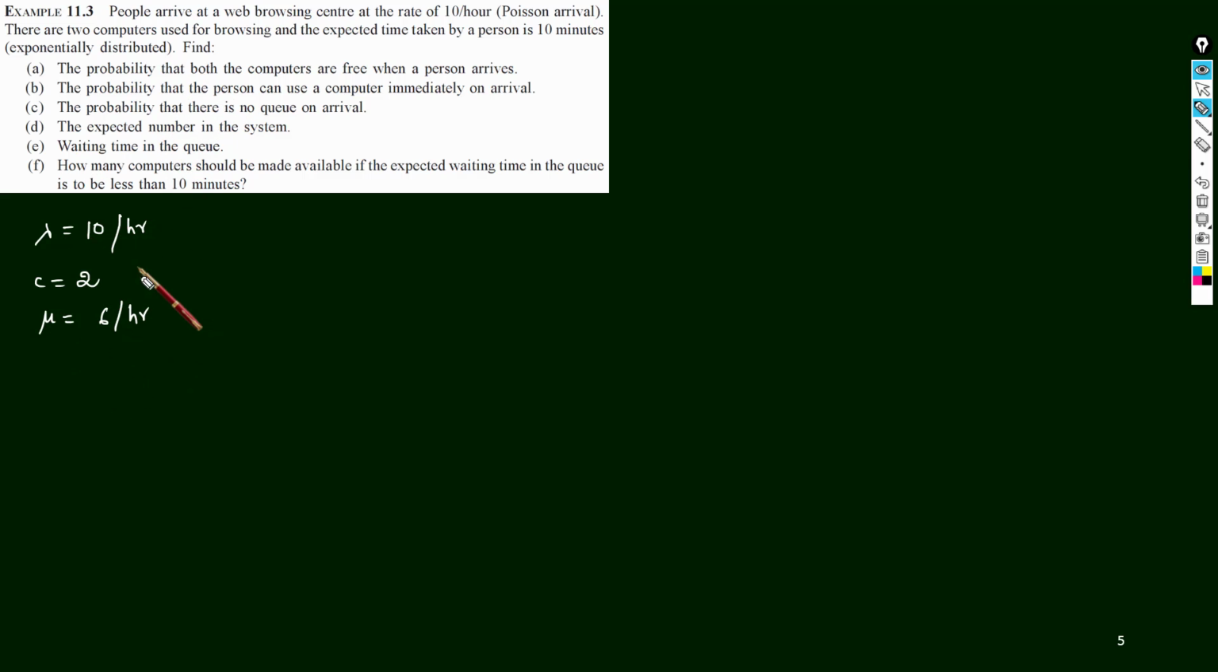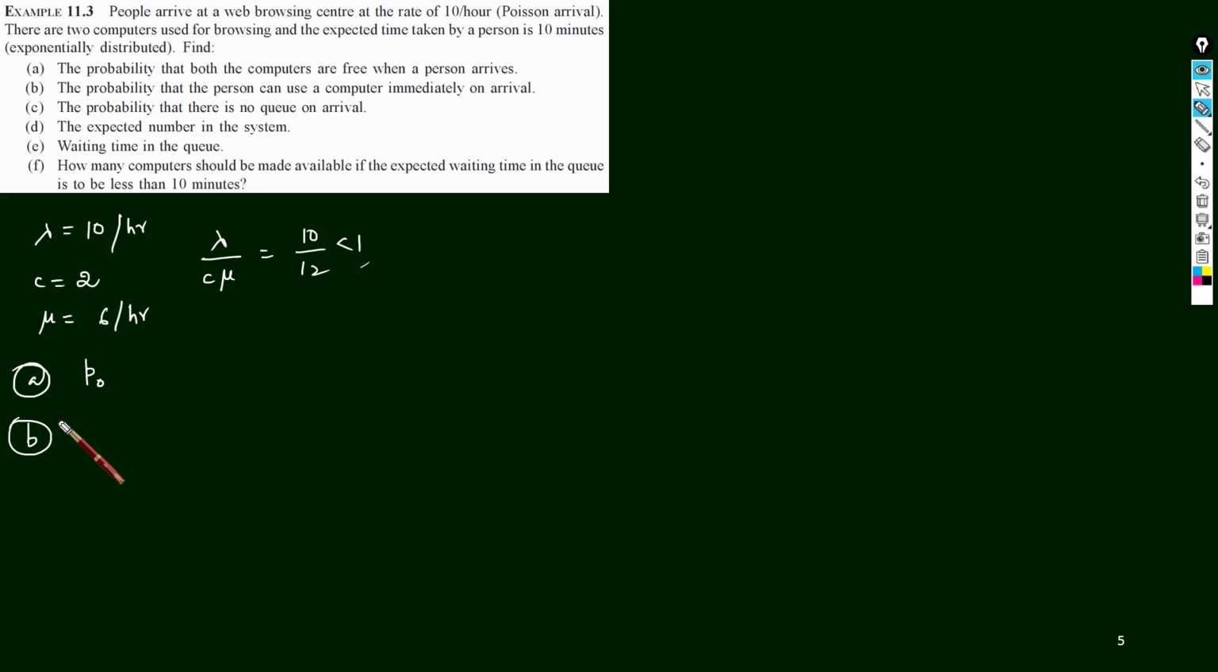Let us see what is asked, the probabilities and all. First of all we need to check this one: is it less than 1? 10 upon 12 is less than 1. Yeah. Okay, so now we will go for the first question. What is asked? The probability that both the computers are free when a person arrives. That means there is no customer in the system. We need to calculate P naught. We know the expression for P naught, isn't it?